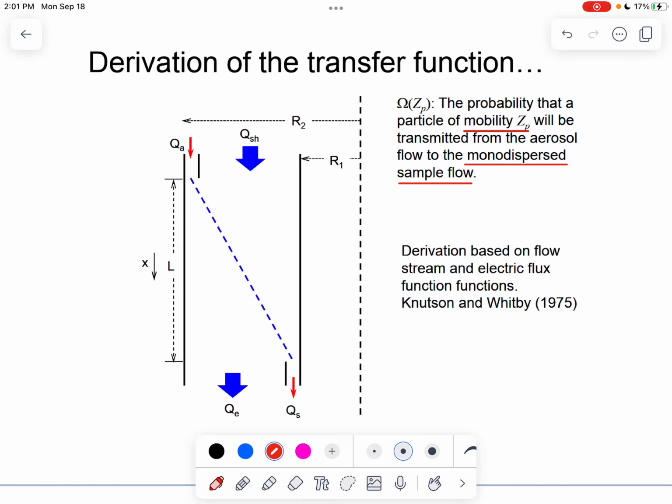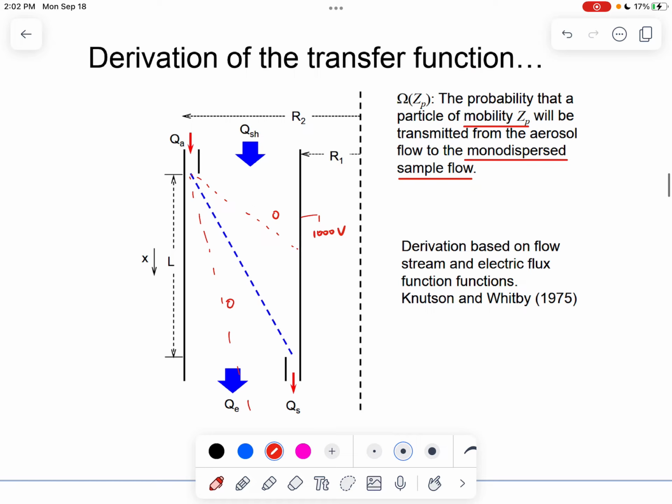So let's say the DMA voltage is set up again to be 1000 volts. If you send in two small particles, then they will just follow this trajectory here and get collected by the inner wall. If their size is too large, then they will go downstream, right? So the probability will be 0 for these two different trajectories, right? So there will be a certain electrical mobility at which the particles will follow this perfect trajectory here.